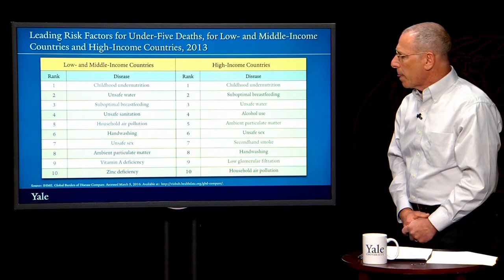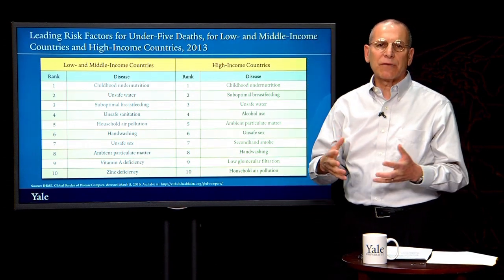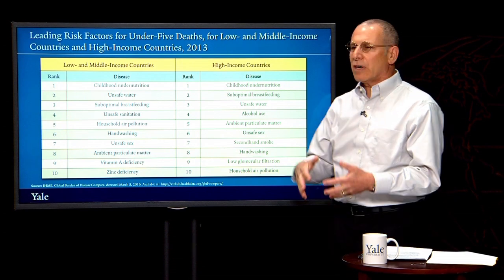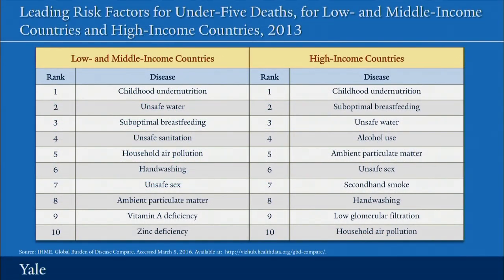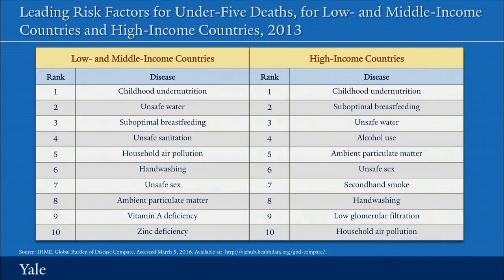And here what we'll see is, in the low and middle income countries, a pattern of risk factors for under 5 child death that generally relates to the conditions of impoverishment, to families that are not so well educated, are not so well informed about appropriate child caring behaviors, or unable, by virtue of their place in life, to carry out those behaviors in ways that they might wish. Childhood undernutrition is an extraordinarily important issue, and you'll see here 4 of the 10 concern nutrition. Childhood undernutrition, suboptimal breastfeeding, vitamin A deficiency, and zinc deficiency.